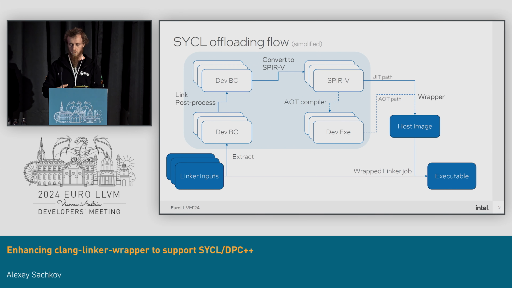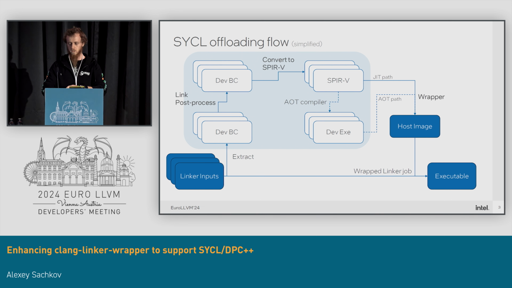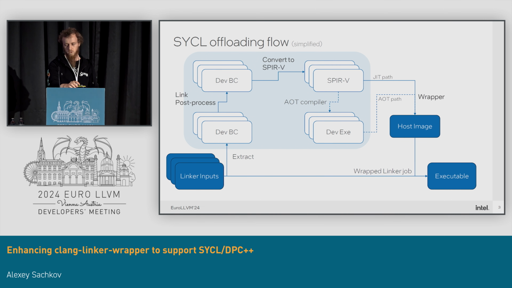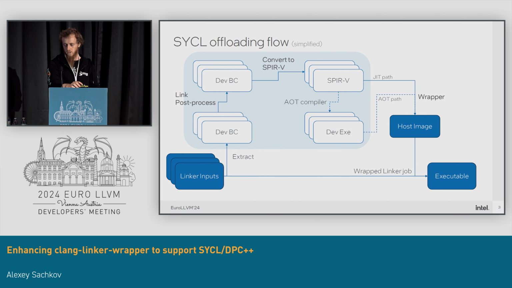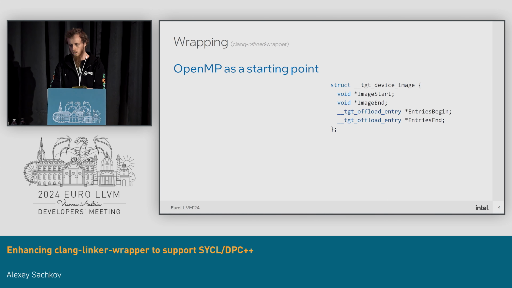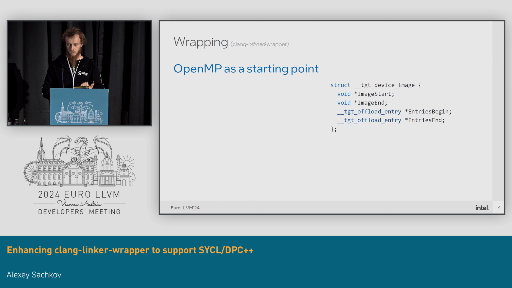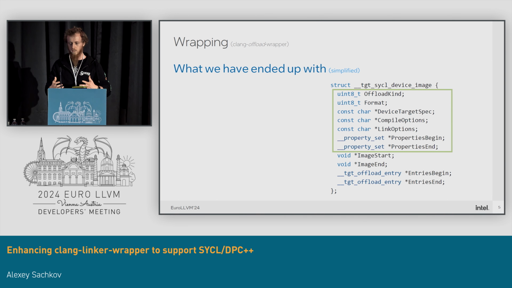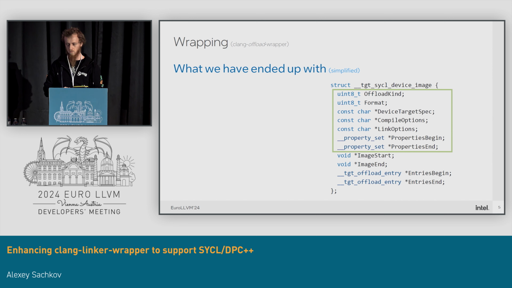Optionally, we can pass this SPIR-V to a device compiler, which we call ahead-of-time compilation, and embed a native binary into the application. And here I will be talking mostly about the wrapping and post-processing step, as something which maybe has more unique and interesting features. So we started a while ago with clang-linker-wrapper. We just took what was there, and that is something we have ended up with, and that is something we currently have in our offload wrapper version.